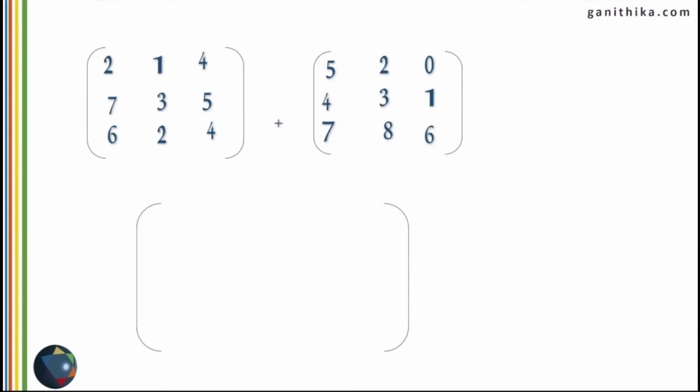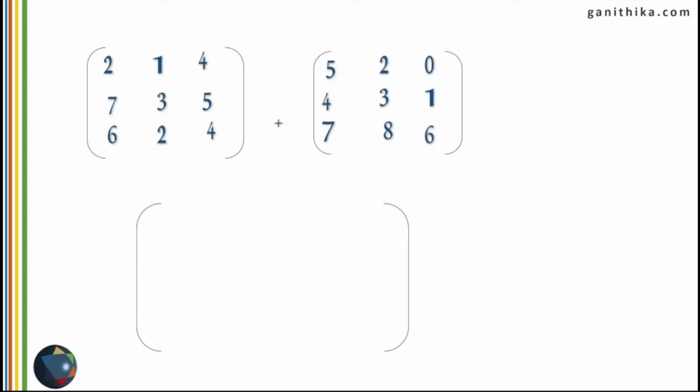These are the two matrices that you want to add now. Before you proceed, you need to see that both the matrices have the same order. In this case, the order of the first matrix is 3 by 3, and the order of the second matrix is also 3 by 3. Therefore, you can add them. So addition of two matrices is possible only if the orders of the two matrices are the same.